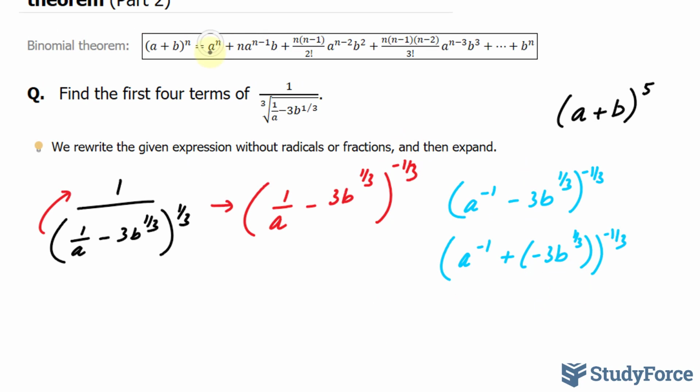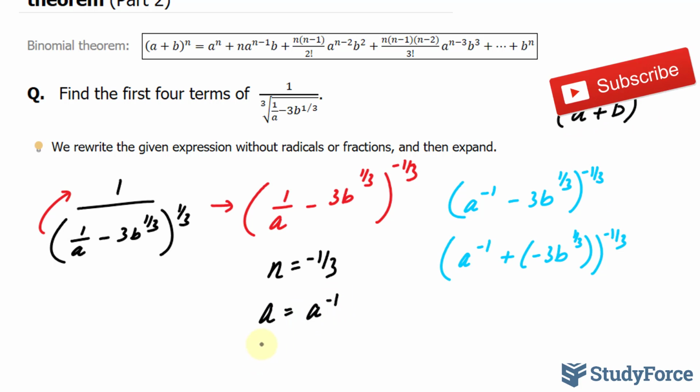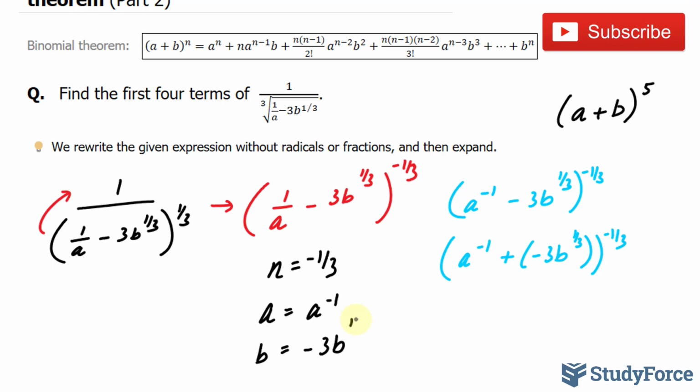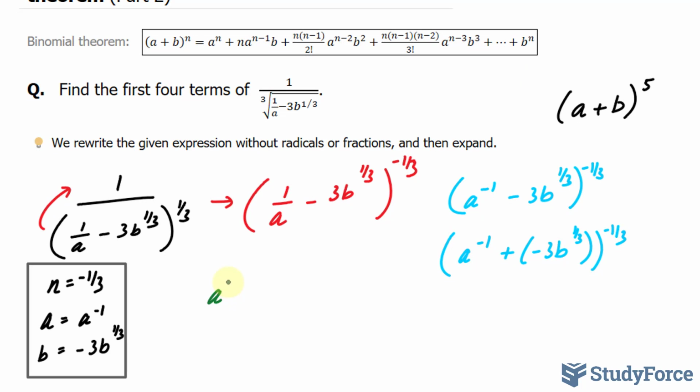So let's start off with the first term. Before we do that, let's define what our n is. n is equal to negative 1 over 3. a is a to the power of negative 1, and b is negative 3b to the power of 1 over 3. Let's go ahead and substitute these values into this formula. Our first term will be a to the power of negative 1 to the power of negative 1 over 3.